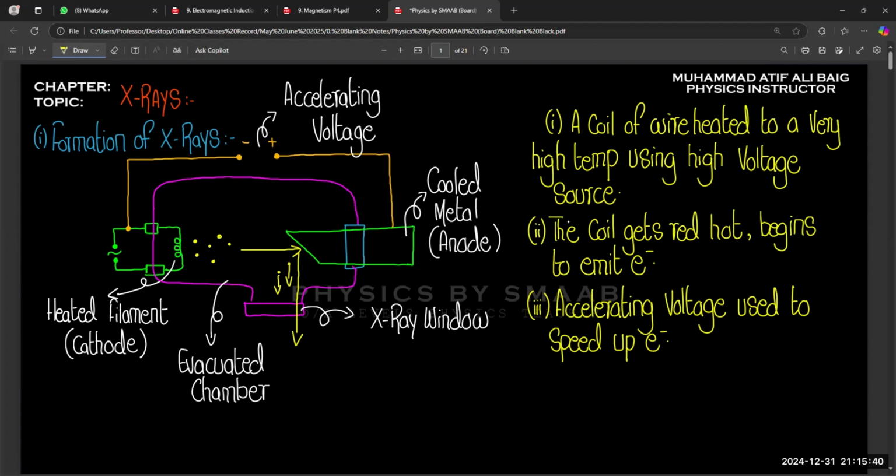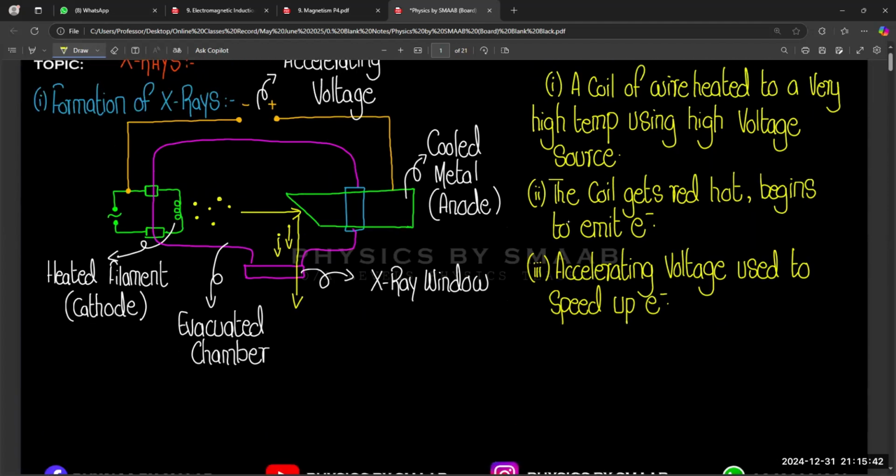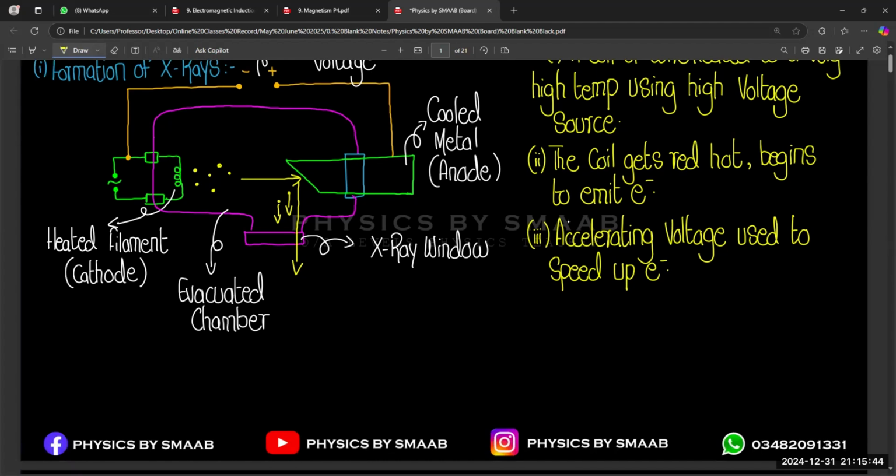And if we talk about kinetic energy, definitely electrons are moving and they have kinetic energy. That kinetic energy of the electron is actually converted into two forms. One form of energy we are getting is heat, and the other thing, the main purpose, is that we are getting X-rays.